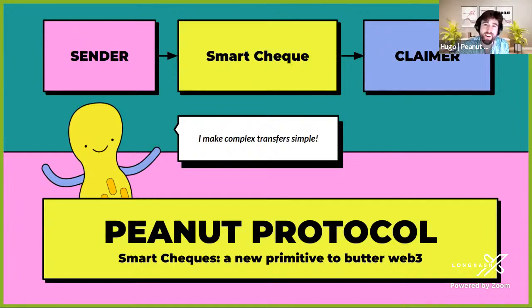Hey guys, we are Peanut Protocol, and we have developed a new crypto primitive, the Smart Check. The Smart Check simplifies complex token transfers. We've built this because Web3 is still too clunky.